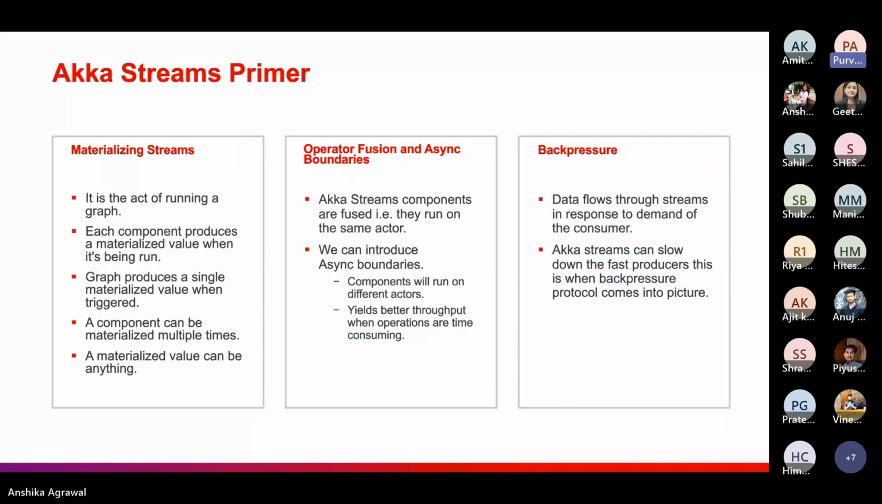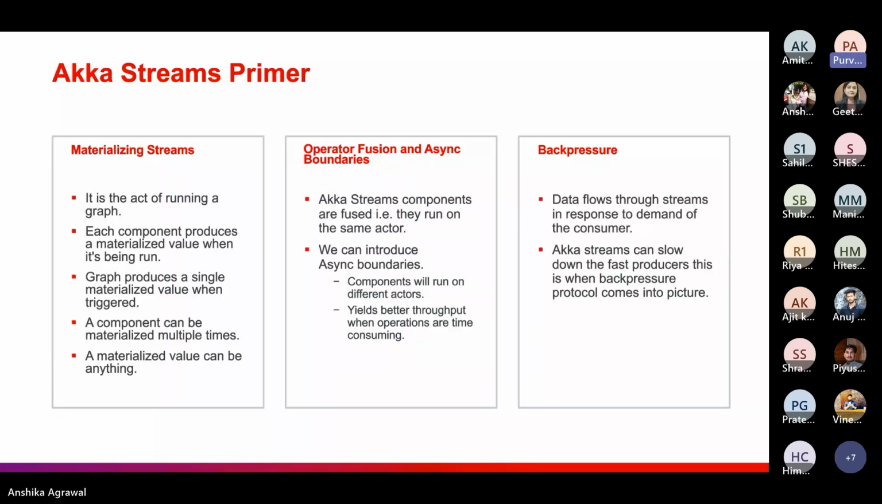So if we have a simple stream composed of a source, a flow, and a sink, elements don't flow through the stream unless there is a demand from that particular sink, which we've already seen what sink basically means. So the sink will issue the demand upstream, and the flow in between will also issue the demand to the source. And after that, the elements will start flowing.